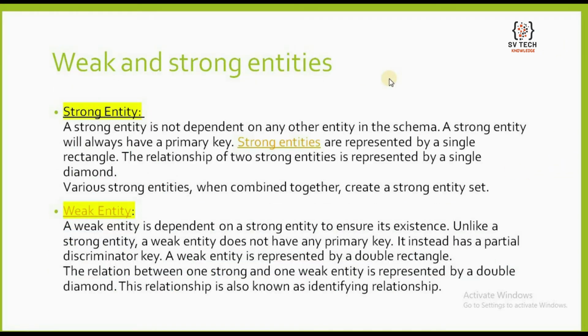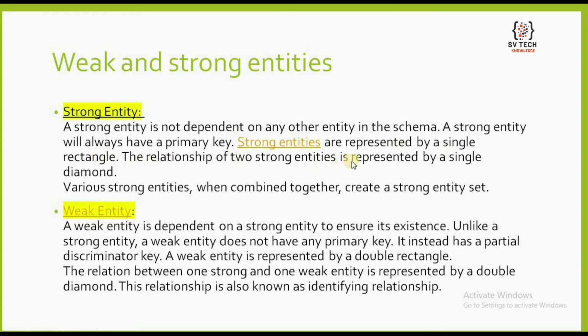Next, weak and strong entities. We know that an entity which depends on another entity for its survival is known as a weak entity. A strong entity is not dependent on any other entity in the schema. A strong entity will always have a primary key. A weak entity will use that primary key to define the weak entity. Strong entities are represented by a single rectangle.